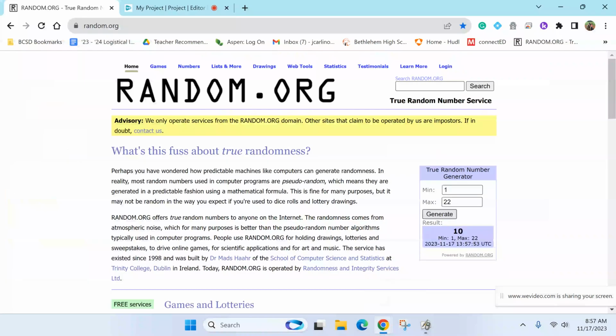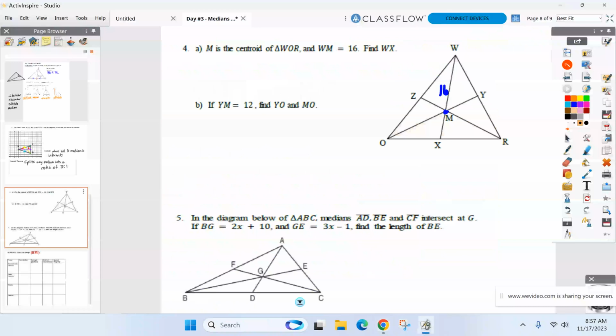This is just the basic application of it here. Henry? MX is 8. Again, this piece is double the other, so that's 8. And now I don't have to ask anybody. Add them together, WX is 24.